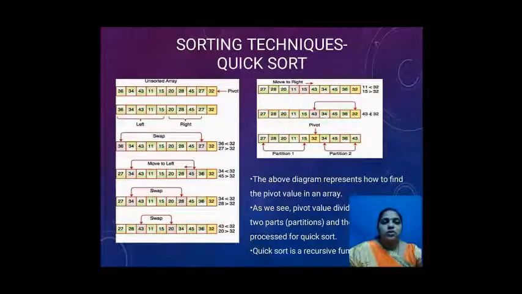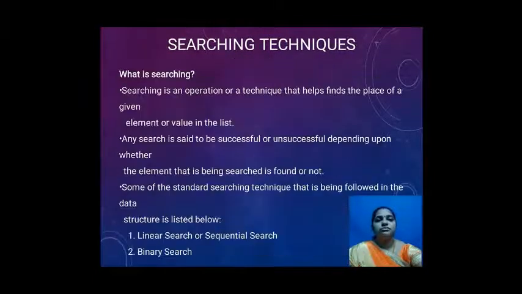Now the same process is repeated again and again. Finally, we got the values as 27, 28, 20, 11, 15, 32, 34, 45, 36 and 43. It represents how to find the pivot value in an array. It divides the array into two partitions: the first partition has all the elements less than the pivot value, and the second half refers to those greater than the pivot value. After that, the same method is continued until the array is finally sorted.